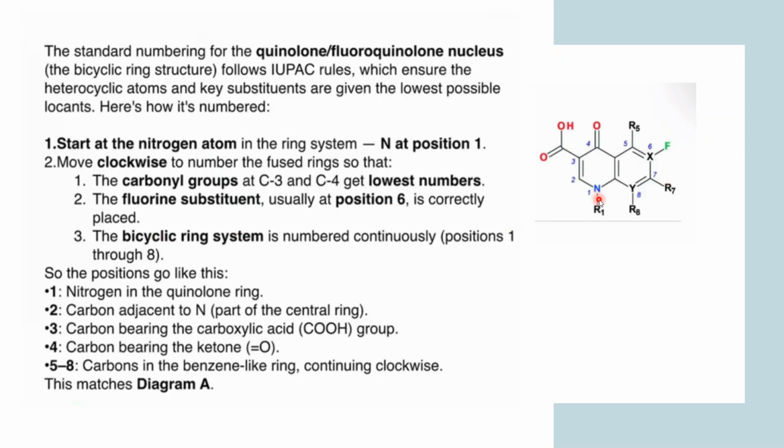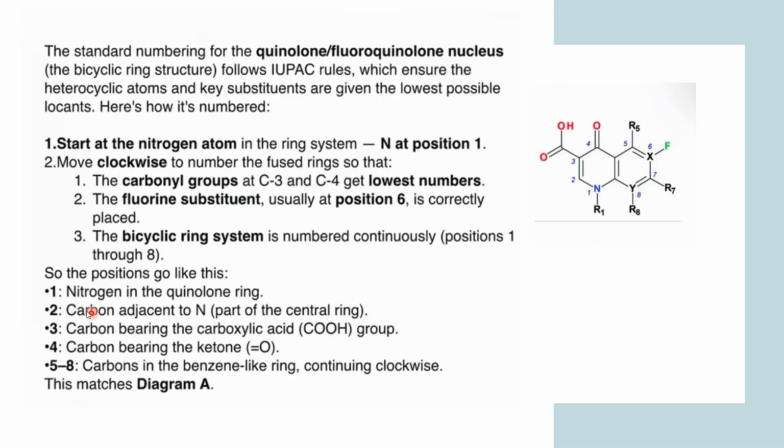So when you are talking about this, you will get 1, 2, 3, 4, 5, 6, 7, and 8. According to IUPAC rules, you number heterocyclic atoms as the lowest possible. And also, when you are talking about the functional groups, you want them to come at the lowest. So, keeping that in mind, you have to number this fluorophore.